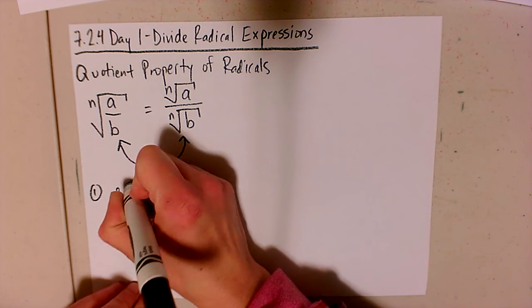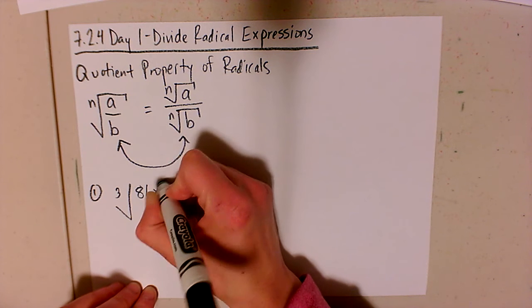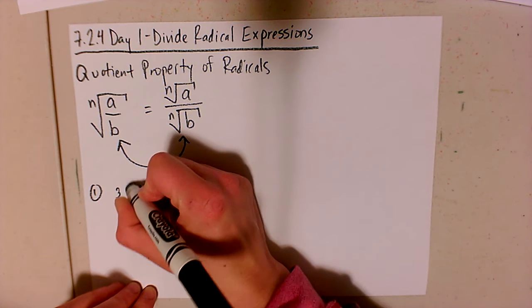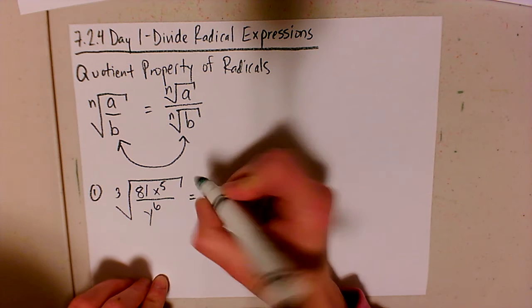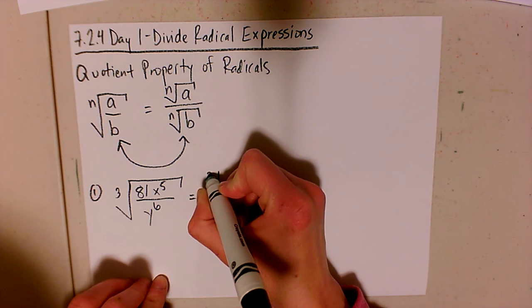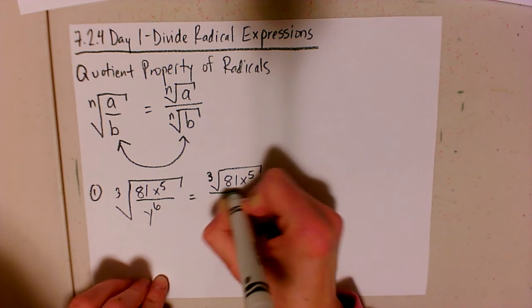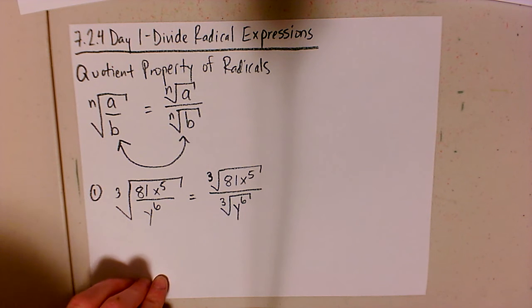So if we take a look at our first example, we have to simplify the cube root of the fraction 81 x to the 5th over y to the 6th. Now this is something that we could actually simplify. It may be easier to divide these up with separate radicals. So I could say the cube root of 81 x to the 5th up top all by itself over the cube root of y to the 6th.